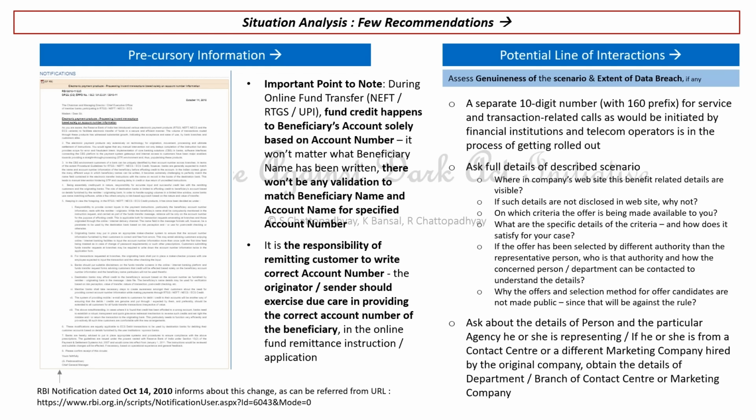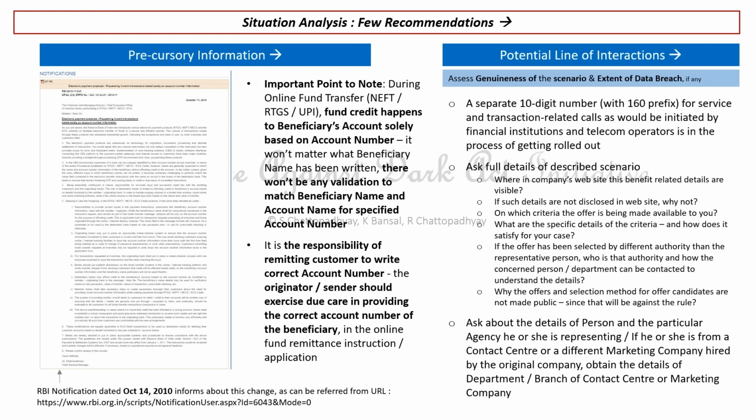Now, considering that as precursory information, you can make out what could be the potential line of interactions. You'll have to assess the genuineness of the scenario, and how exactly you can ensure that you're not getting trapped into a certain scenario because of some lack of information, lack of awareness that one might have.